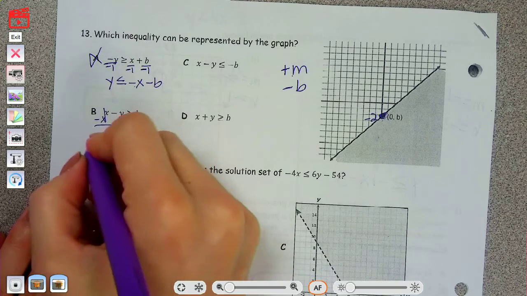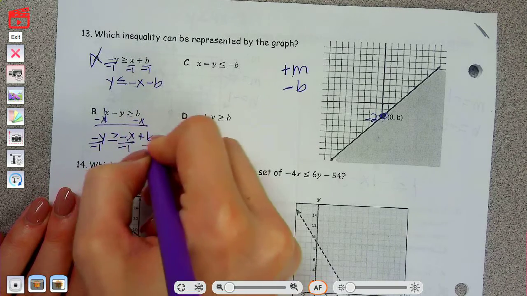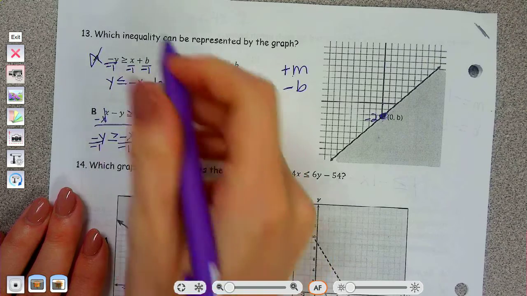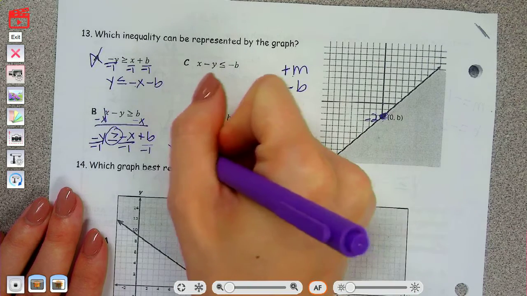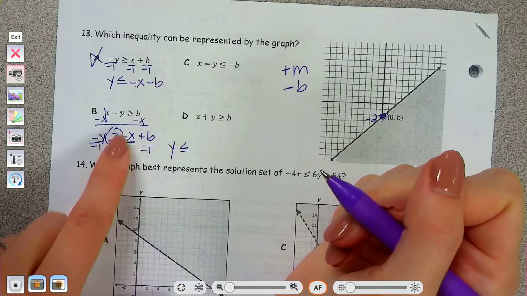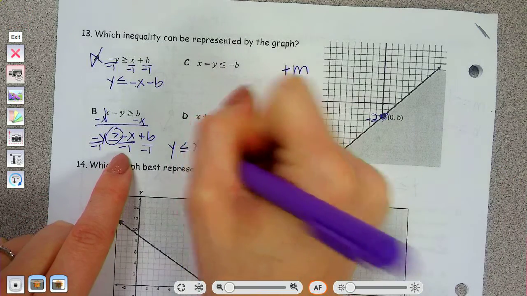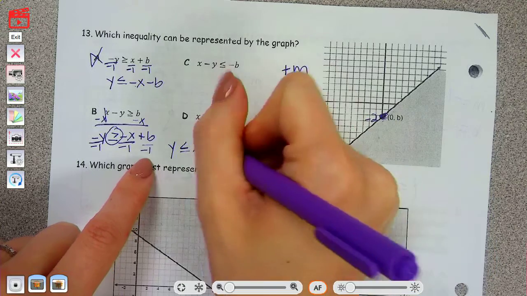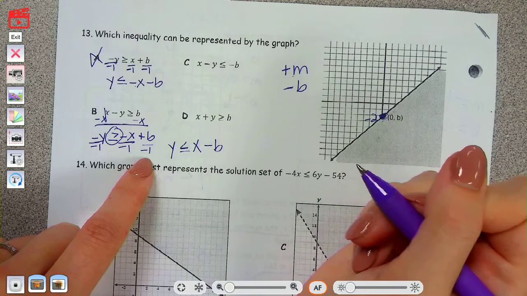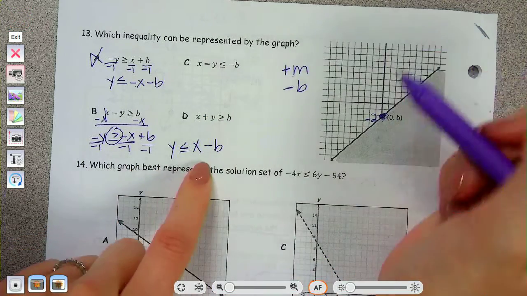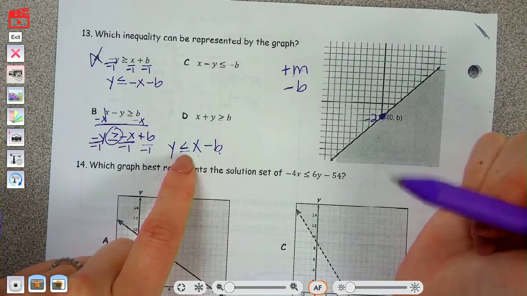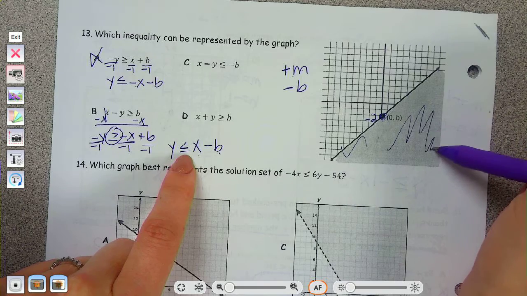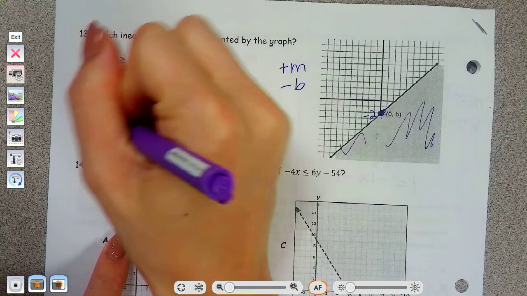Can't have a negative Y, so divide by negative 1. I divided by a negative, so I need to switch my sign. So it's going to be Y is less than or equal to, a negative divided by a negative is a positive X. A positive divided by a negative is a negative B. Oh, well, I think we just found our answer. Positive slope, negative y-intercept, less than or equal to, so it's below. So my answer is B.